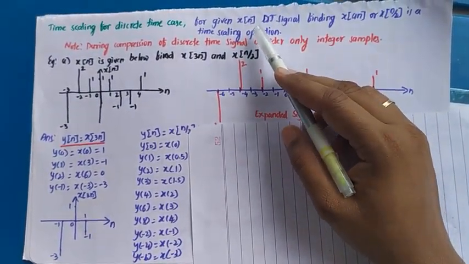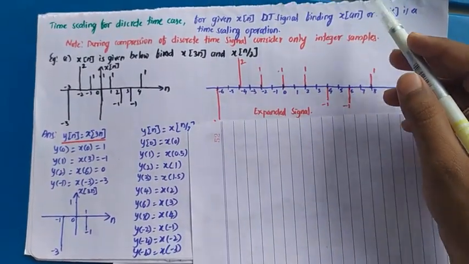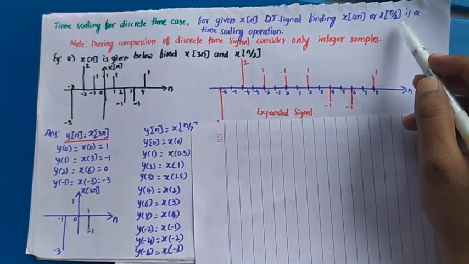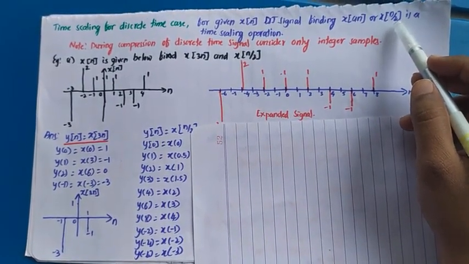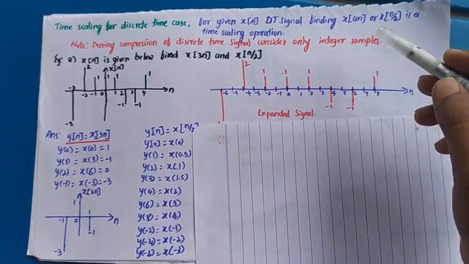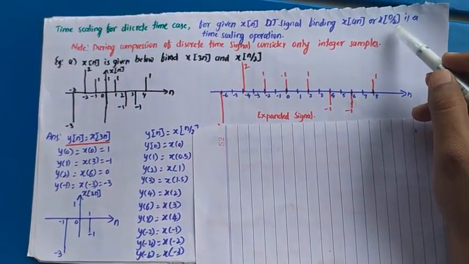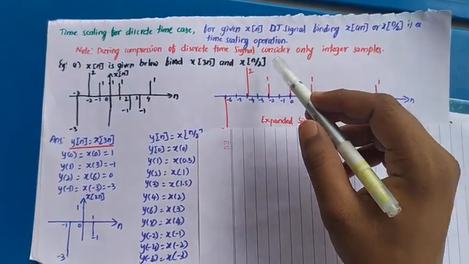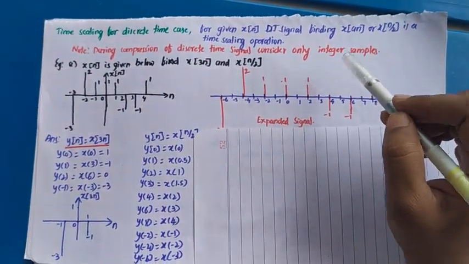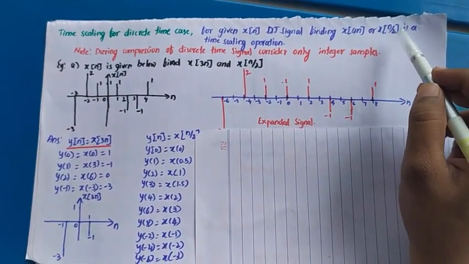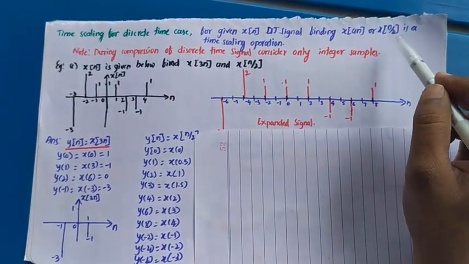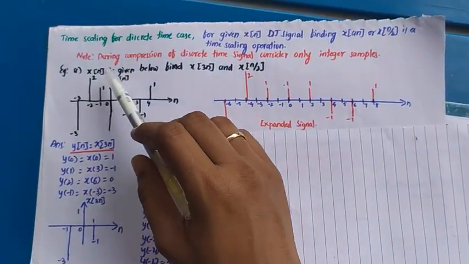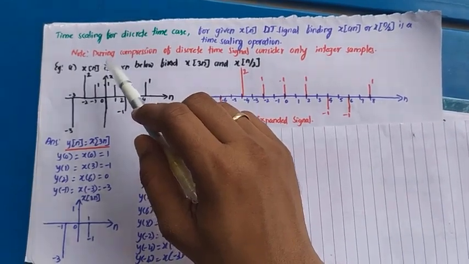For a given x of n, that is a DT signal, if you want to find out the time scaled version of x of n, we will be finding either x of a n or x of n by a. Here I have directly written 2, that was the example that I am supposed to take. So it is just a n or n by a. Okay, so these are the time scaling operations. Same as before, according to a n it will compress, and according to n by a the output will be expanded.